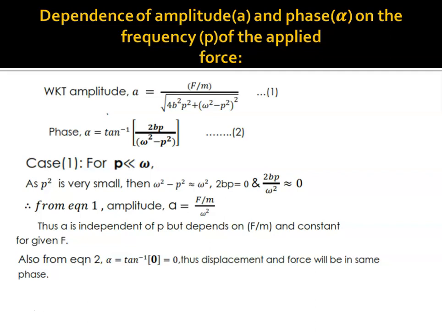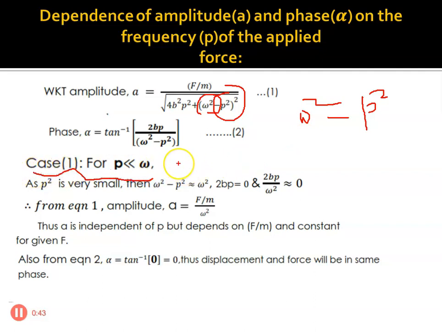In this expression, the frequency of the oscillating system omega and the frequency of the applied force P are related through the term omega square minus P square. It depends on how far omega and P are related to each other. So we can consider three cases: P very much less than omega, P equal to omega, and P very much greater than omega.